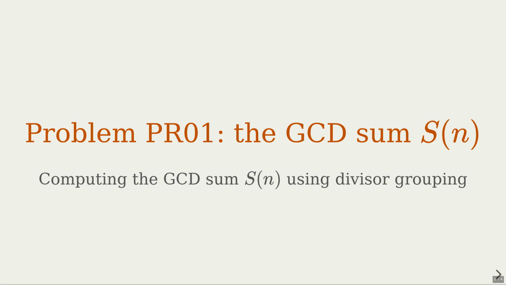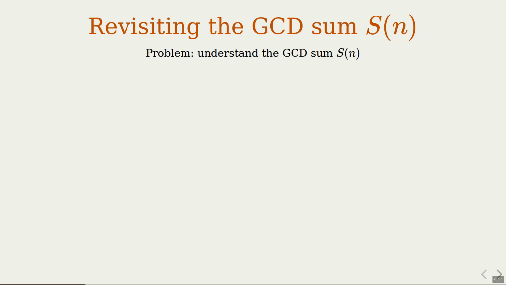Welcome, everyone. Today, we're diving into the fascinating world of number theory as we explore how to compute the GCD sum S of n using divisor grouping. Last time we saw that a messy sum of greatest common divisors in one variable can sometimes be rewritten as a neat divisor formula. Here is the definition of S of n.